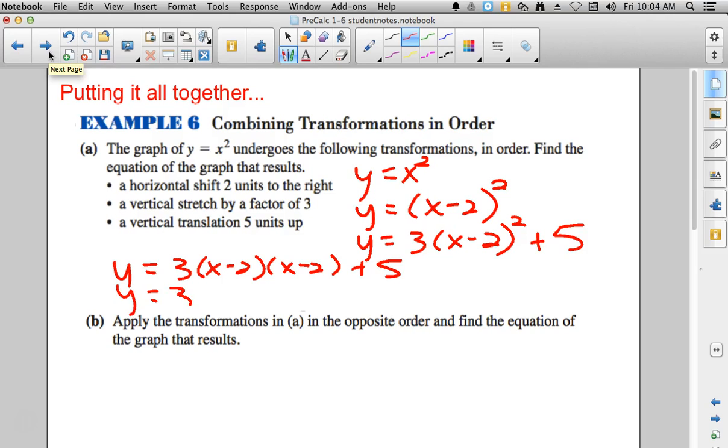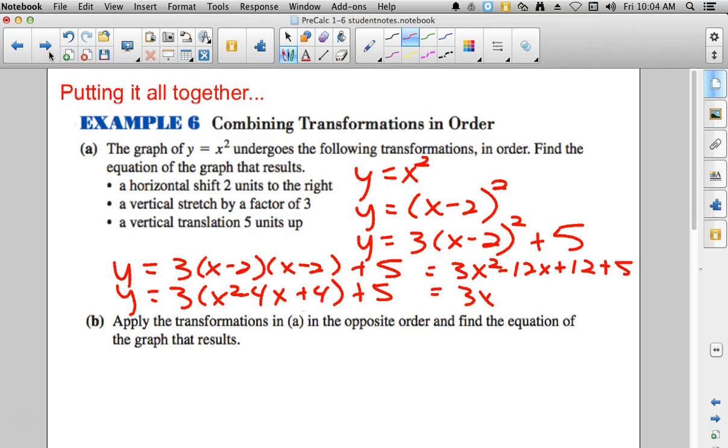So y equals 3 times x squared minus 4x plus 4, and all of that plus 5. That would give us 3x squared minus 12x plus 12 plus 5. So 3x squared minus 12x plus 17.